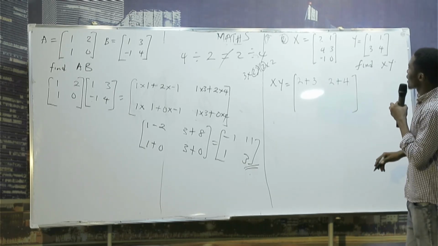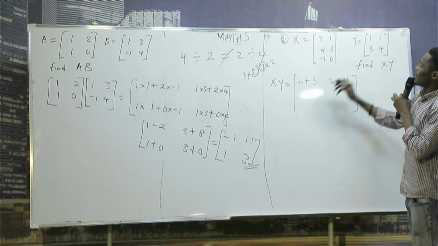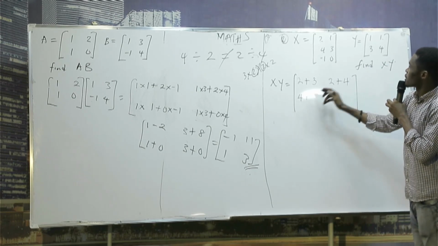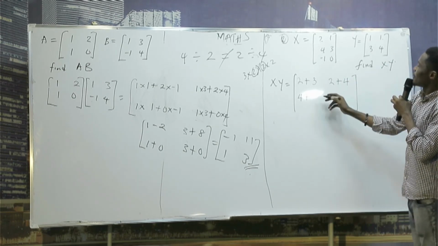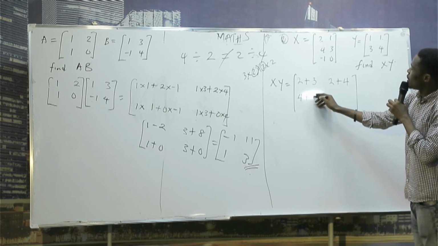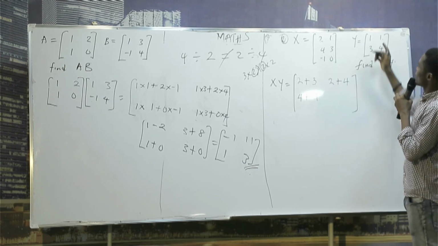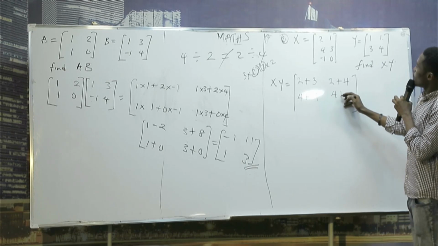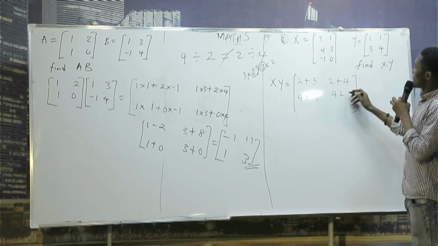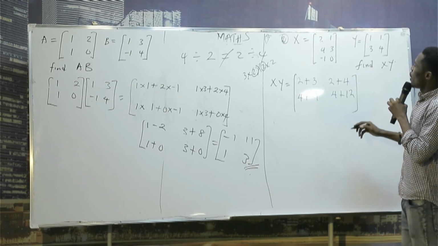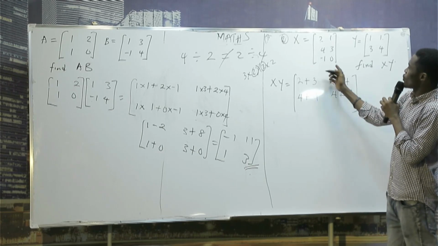Second row. 4 times 1 plus 3 times 3, 9. Then 4 times 1 plus 3 times 4, 12. Nice one. Last row now.